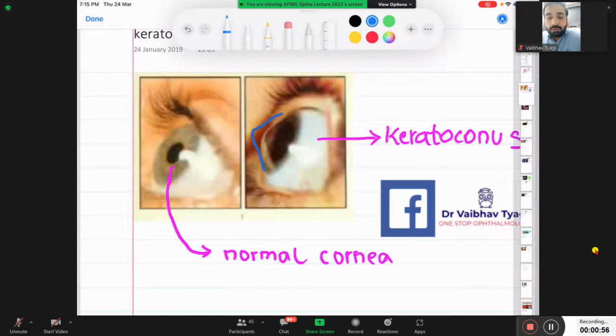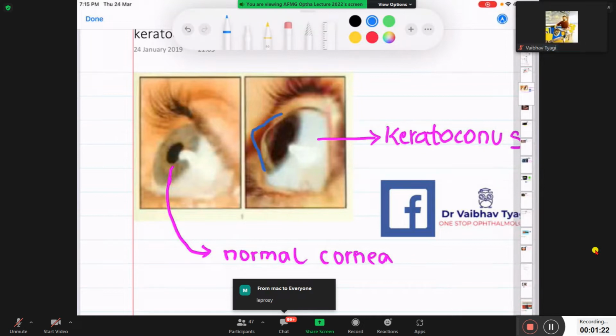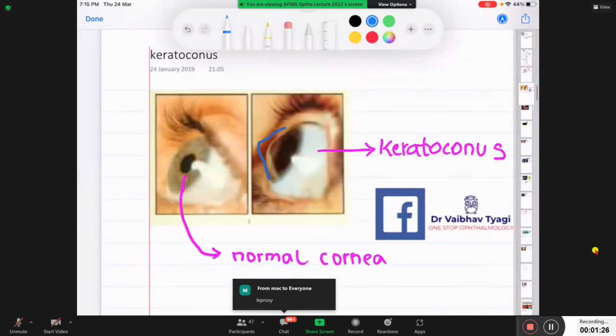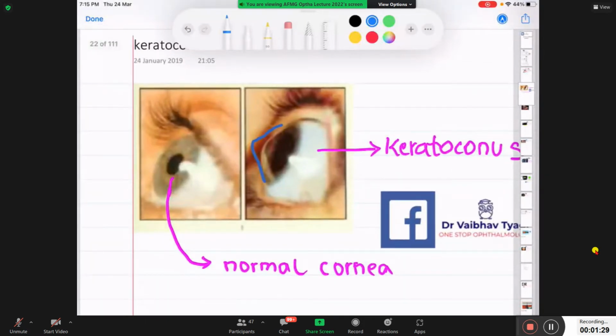Link. So LINK was a mnemonic for prominent corneal nerves, right? L stands for leprosy, I for idiopathic, N for neurofibromatosis, and K for keratoconus. So as I told you, kerato means cornea and conus means cone-shaped cornea.